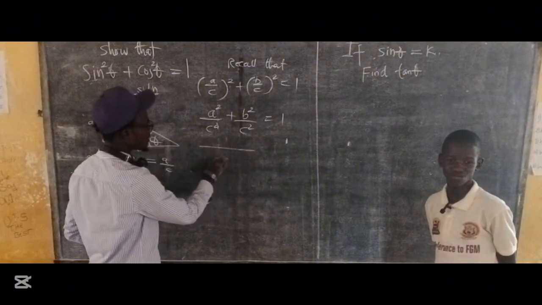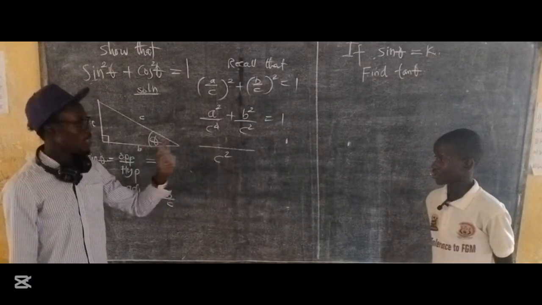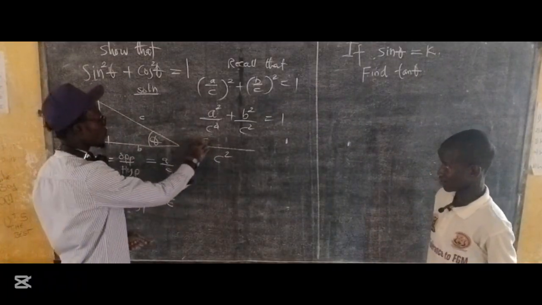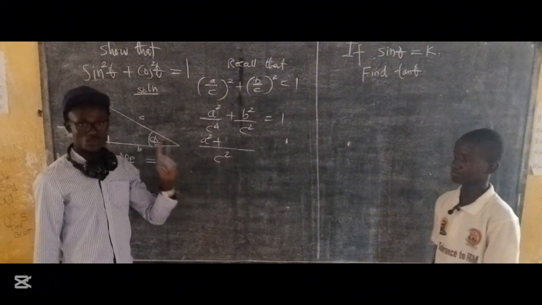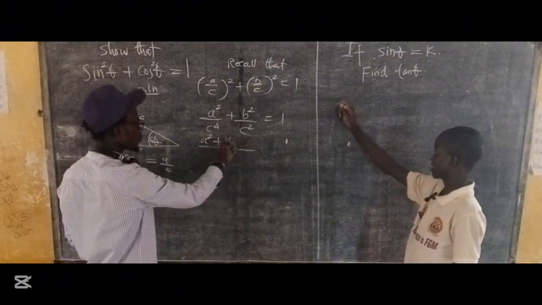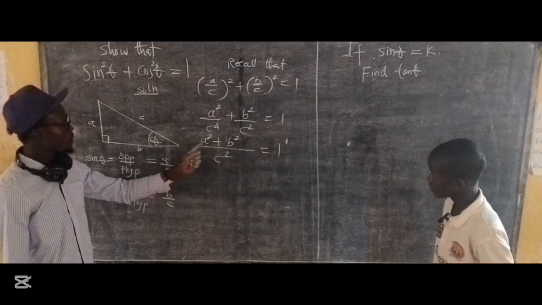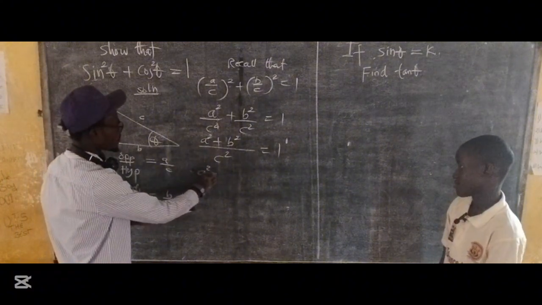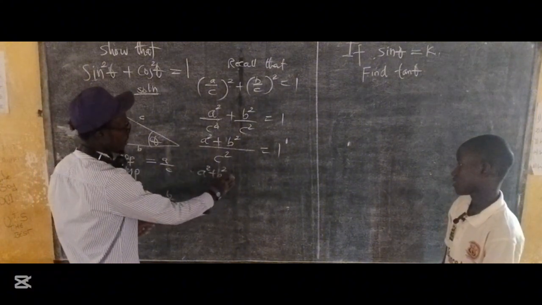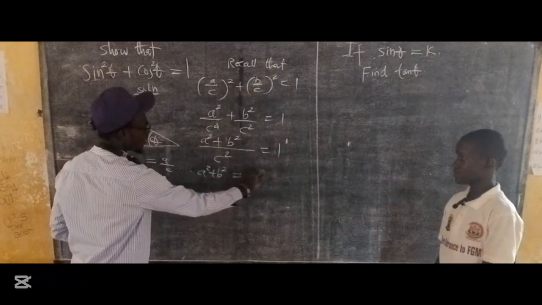Now from this, we are going to find our LCM. Our LCM becomes C square. Then C square into C square is 1, times 1 multiplied by A square is A square, plus the same thing applies: C square into C square is 1, times B square gives B square. This equals 1. Now from this we are going to say A square plus B square equals C square times 1, which is C square.